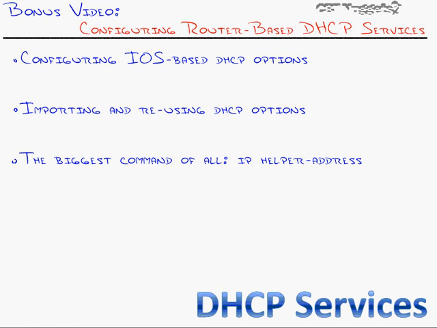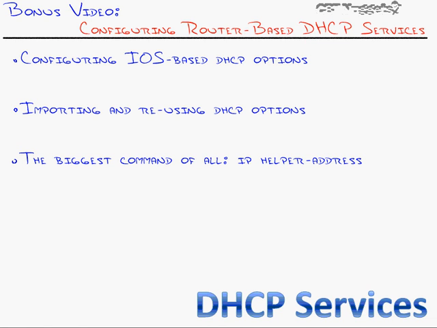It's one of those foundational concepts, but I think it just slipped through the cracks and Cisco at some point in the program said, let's just throw it in BSCI. So here we are. We're going to take a look at how IOS-based DHCP services are configured, because you can configure any IOS device, be it a switch or a router, as long as it has layer 3 capabilities, to be a DHCP server. We'll look at importing and reusing DHCP options. That'll make more sense when we look at it in the configuration.